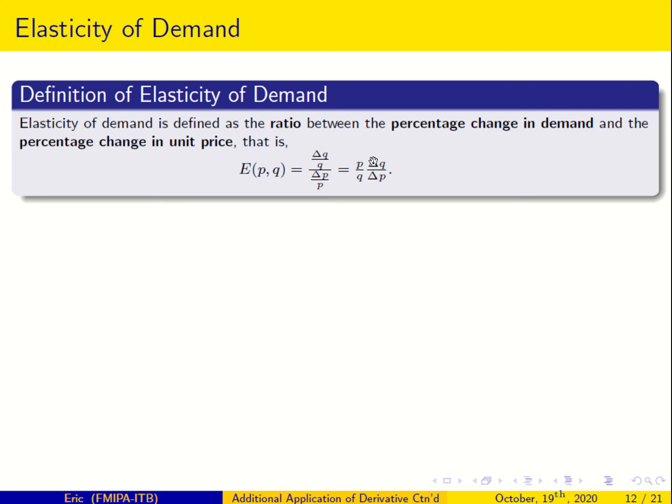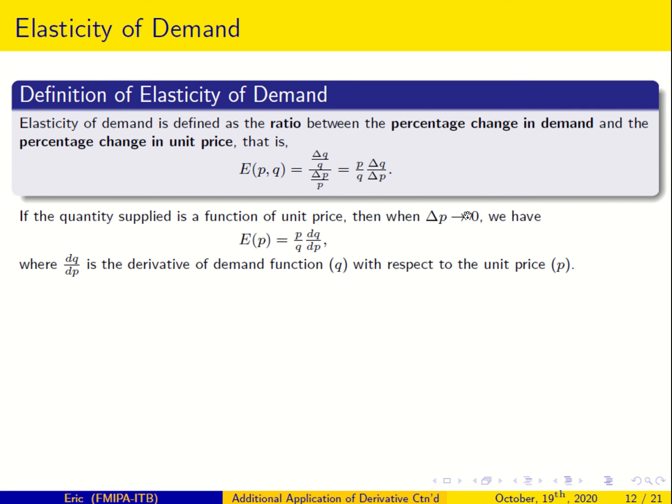Okay, I can bring it to this form: delta Q divided by delta P. When delta P goes to 0, I have EP equals P over Q times the derivative of Q with respect to P. And what does the elasticity of demand here mean?